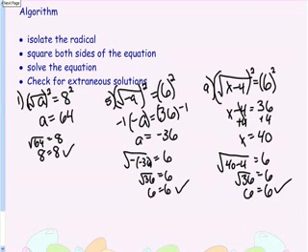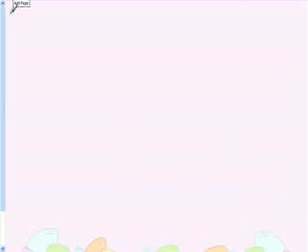Alright, I'm going to go ahead and go to a new page. Number 13. Square root of 3r plus 2 equals 2 square root of 3.